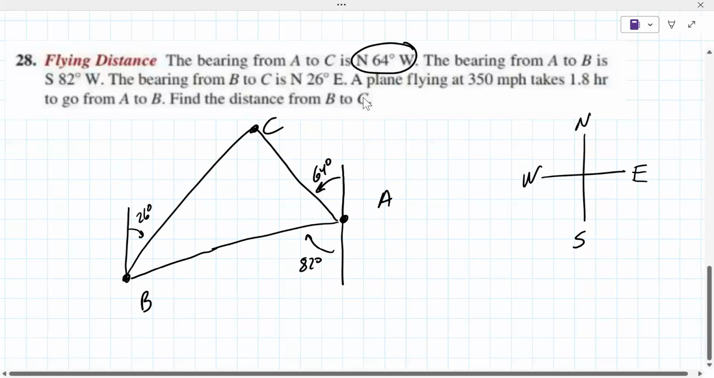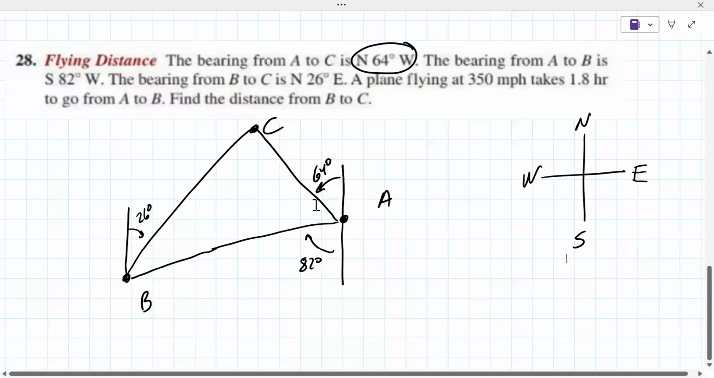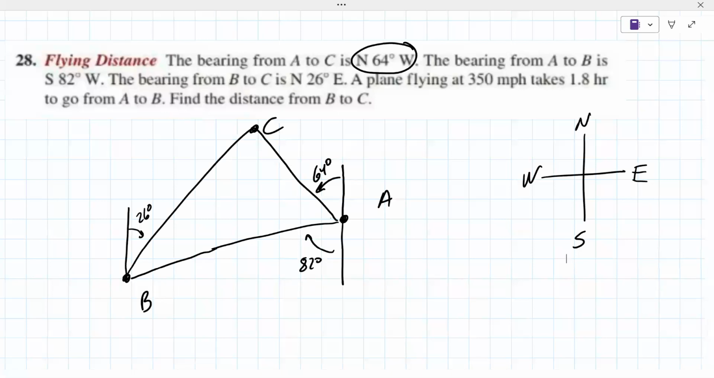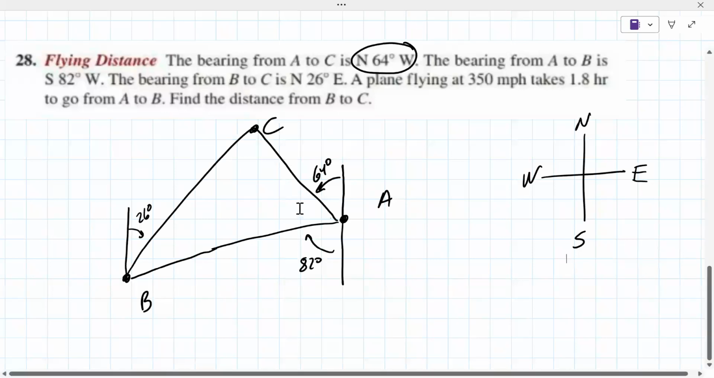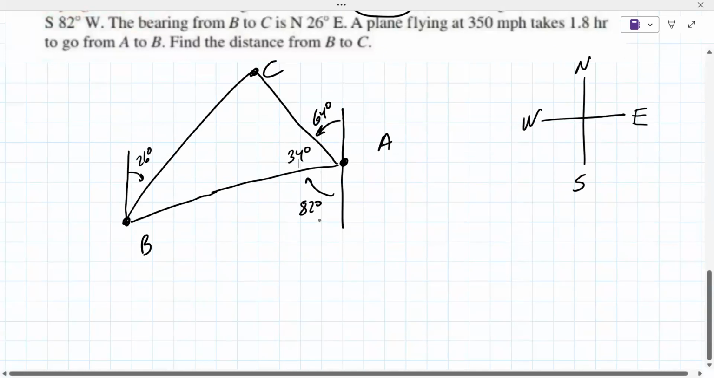So we need to find the missing angles. First missing angle we need to find is this one in here. These three angles add up to 180. You find that for us. 34. Yes. Okay.